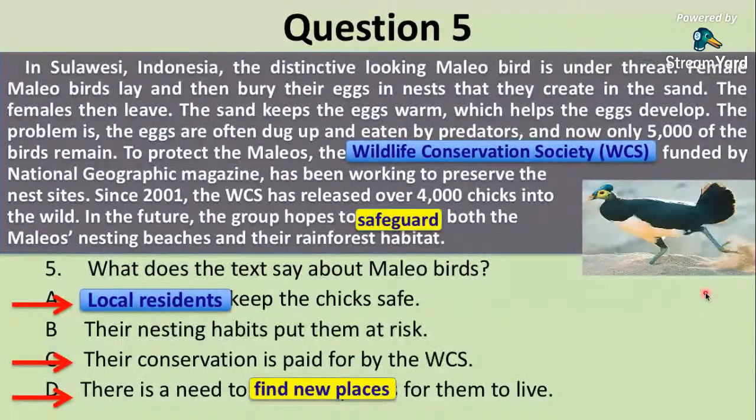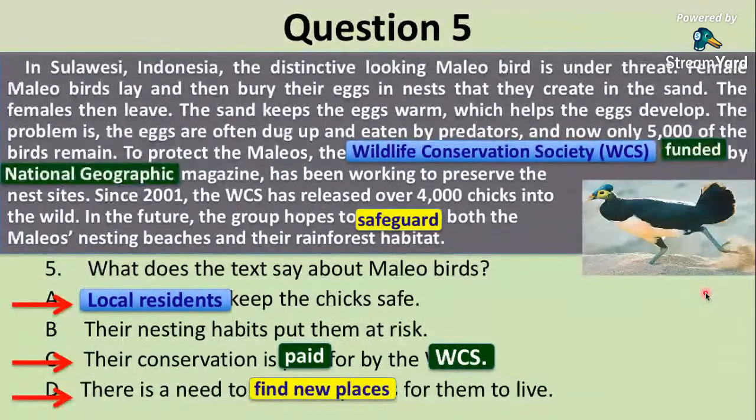C, their conservation is paid for by the WCS. You have these keywords, paid and WCS, and in the text itself, they changed the word paid and instead use the word funded. So the word funded here has the same meaning as paid, and if you know the meaning of funded, you will see funded by National Geographic. So WCS do the action, but the money comes from National Geographic. So C is actually wrong.